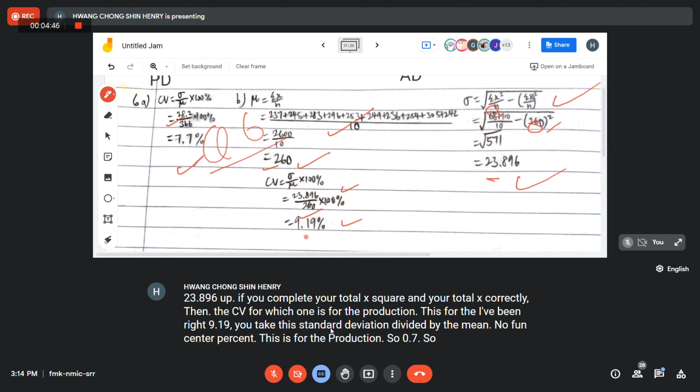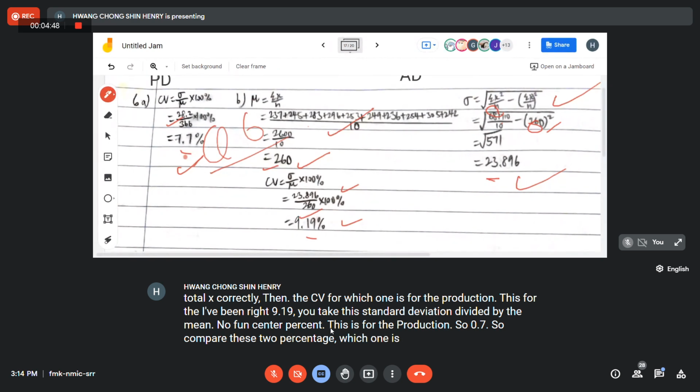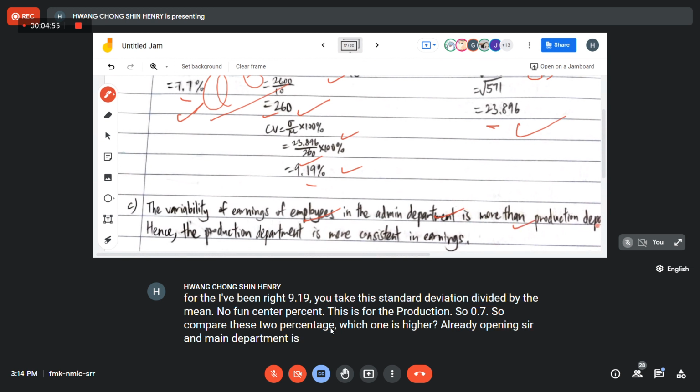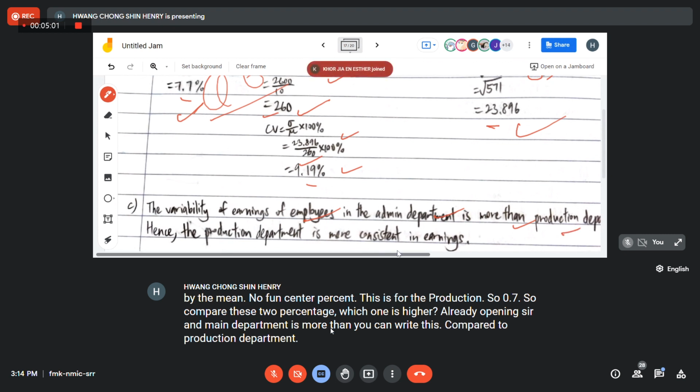So compare these 2 percentages, which one is higher? The rate of earnings, the admin department is more than, you can write like this, compared to the production department. So therefore, the production department is more consistent, correct?